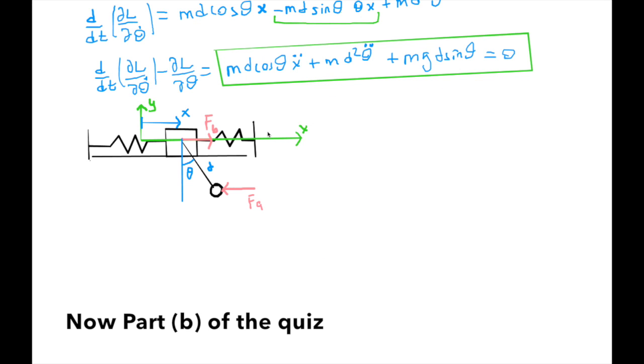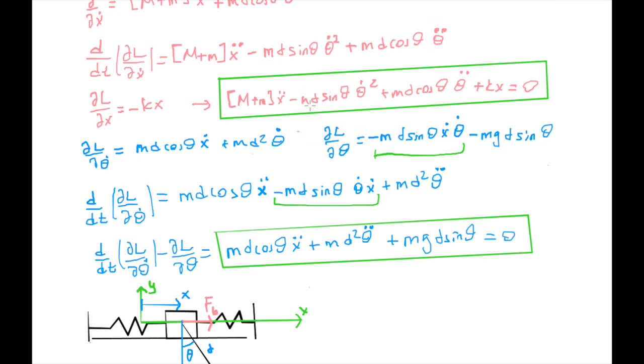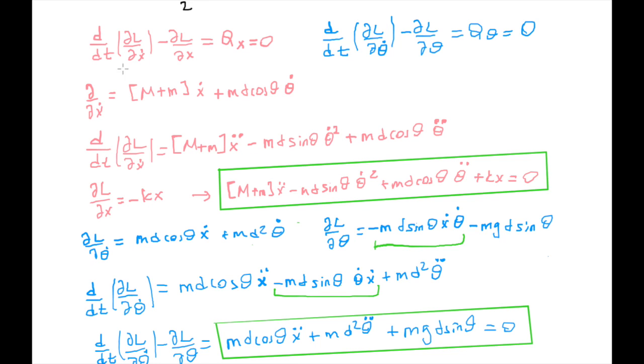Okay, now on part B of the problem, we have two non-conservative forces applied to the system, Fa and Fb, and the question is to calculate the equation of motion. So now it's going to be similar to what we have done beforehand. Let me just show you. Remember, we have the Lagrangian here and the Euler-Lagrange equation here. Now in this case, Qx and Q theta, which are non-conservative, are not going to be 0 anymore.